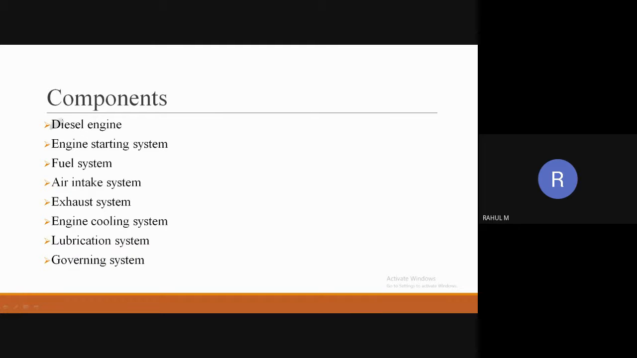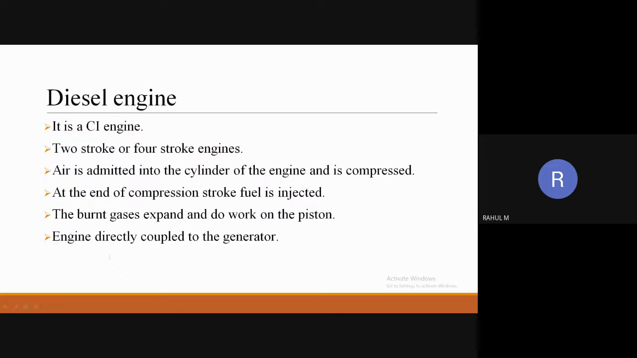Basically, you have a diesel engine, and you require an engine starting system, fuel system, air intake system, exhaust system, cooling system, lubrication, and one more thing in addition, which is a governing system. The governing system is to govern the speed. Okay, for constant speed you are using a governing system. Right. So we'll see one by one.